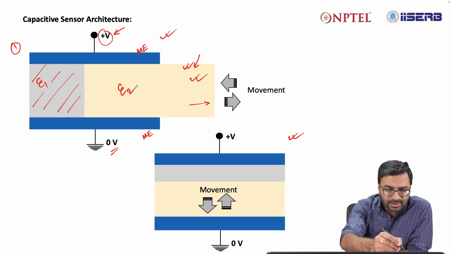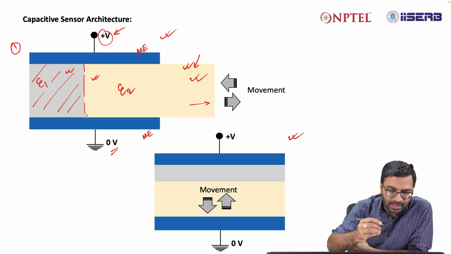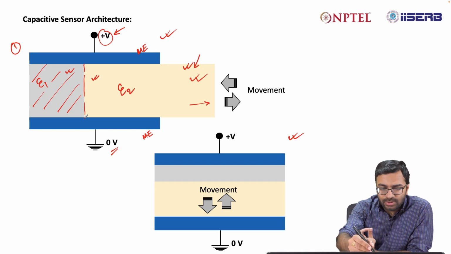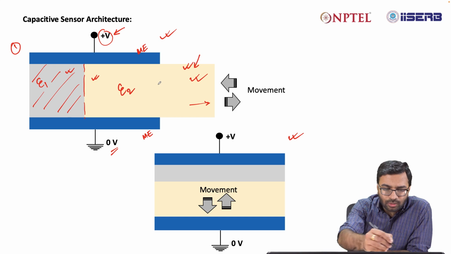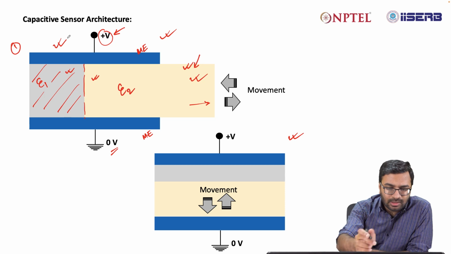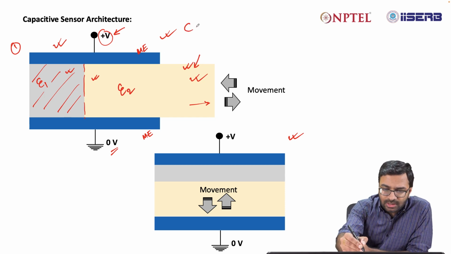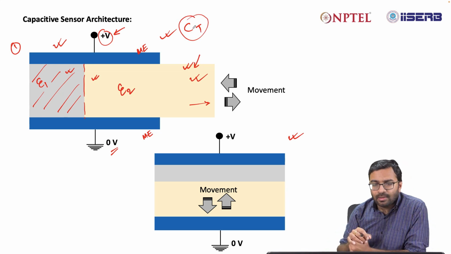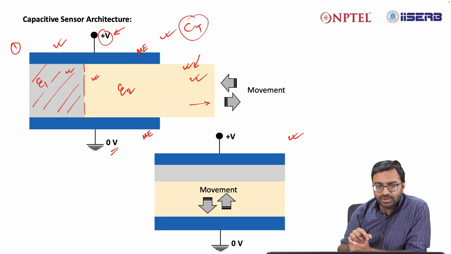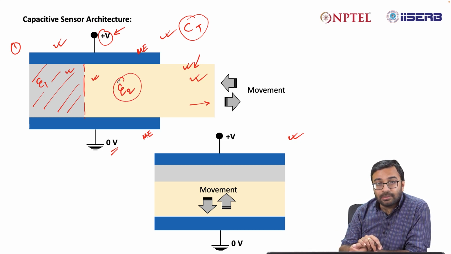Based on the position of this dielectric material, for example, now it is positioned like this, you will be able to figure out the total capacitance associated with this capacitor. So if someone measures the total capacitance, then definitely you will be able to measure the position of the dielectric material that is movable.